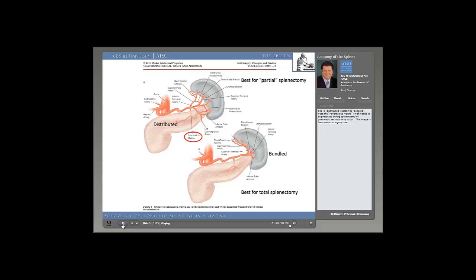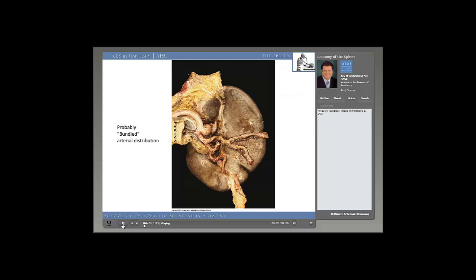Here's an example of the bundled arterial distribution going to a spleen. You can see the long, tortuous splenic artery to the left, and it begins to branch about a centimeter away from the hilum of the spleen, giving off multiple short branches, which cover only, in this case, about 40% of the splenic surface at the hilum.